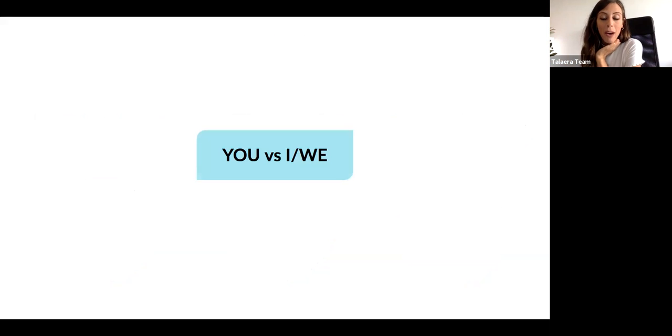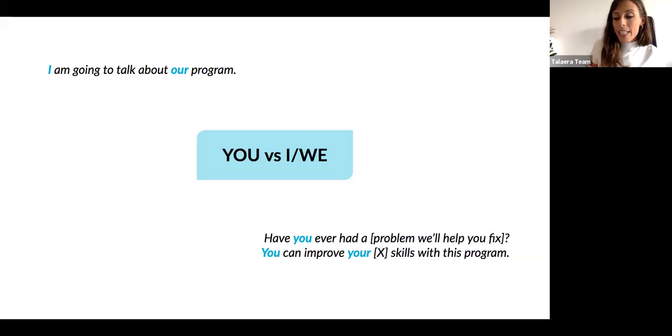And be aware also of the power of you versus I and we. What do I mean by this? When you use you, you are involving the other person, but sometimes you're also attacking the other person. When you're selling something, using you is much more effective than using I. So if you see at the top, I am going to talk about our program. What does this have to do with me? Versus, have you ever had a problem we'll help you fix? You can improve your skills with this program.